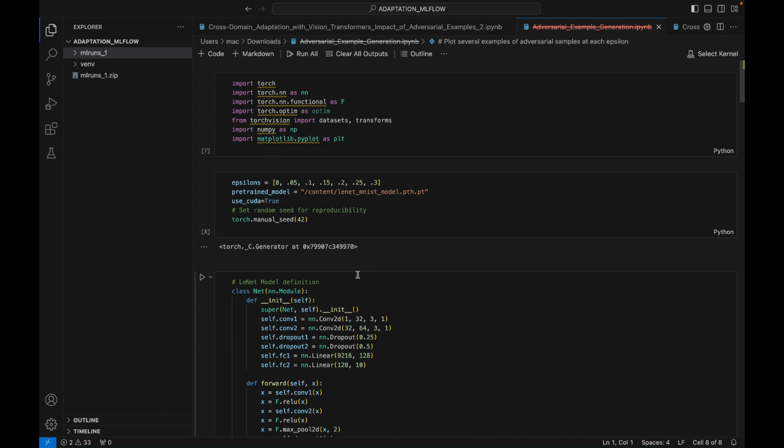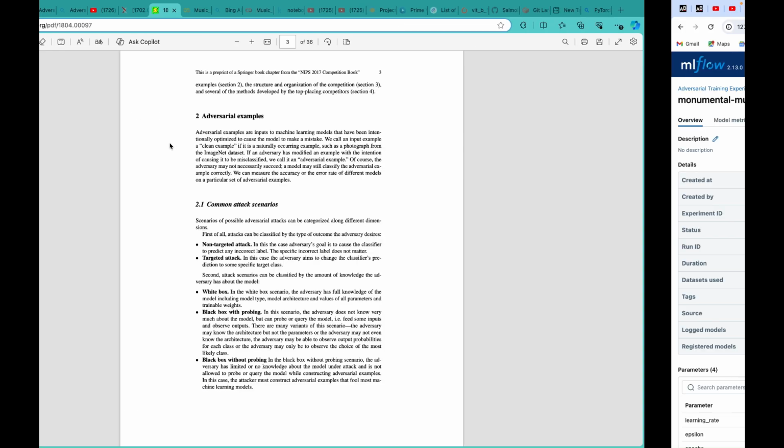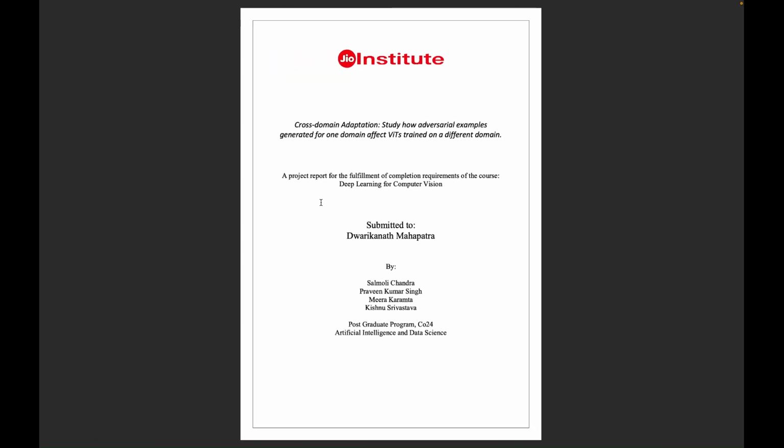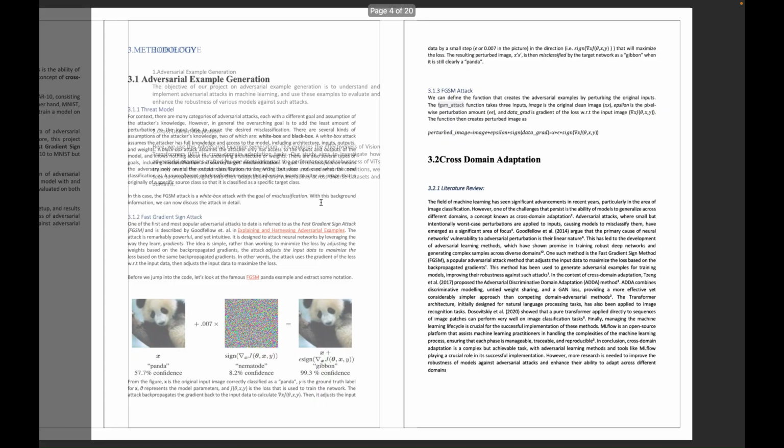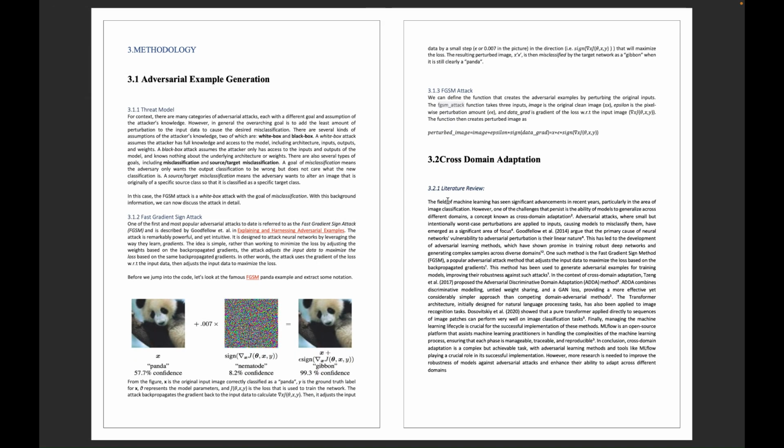There is a mathematical explanation of this which I have mentioned here. This is a gradient, and this is the formula of the FGSM attack.